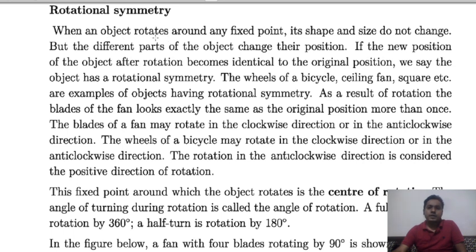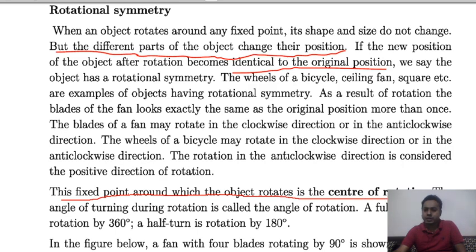When an object rotates around any fixed point, its shape and size do not change, but the different parts of the object change their position. If the new position of the object after rotation becomes identical to the original position, we say the object has rotational symmetry. The fixed point around which the object rotates is called the center of rotation. And the angle turning during the rotation is called the angle of rotation.